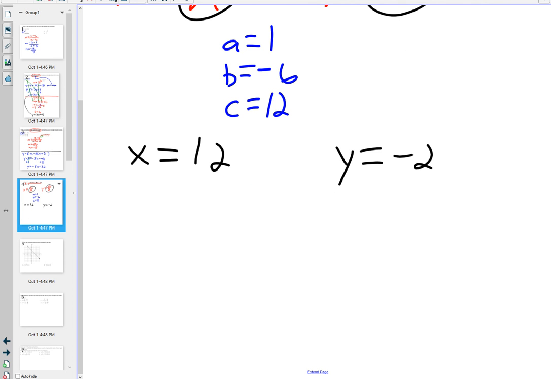This one was, I believe, gridded response, so you would have just found those two numbers. But let's say this would have been like multiple choice, and instead of giving it to you in this format, they ask you for it in the form of an ordered pair. So, Kirsten, what would an x-intercept of 12 look like as an ordered pair?